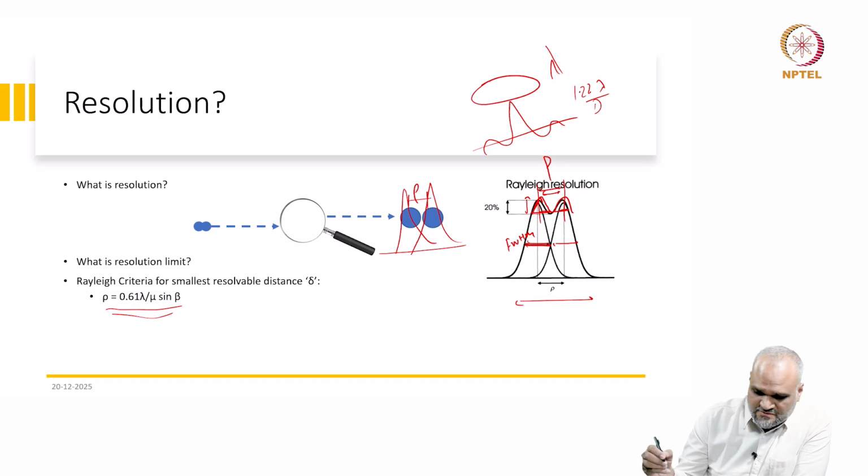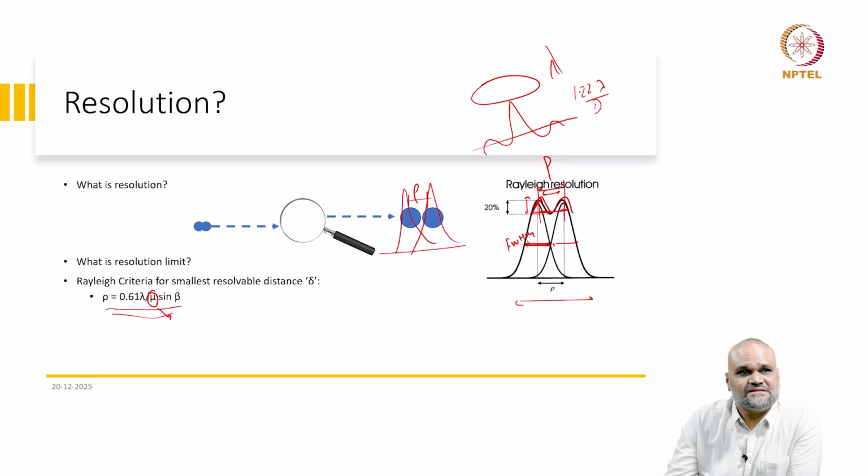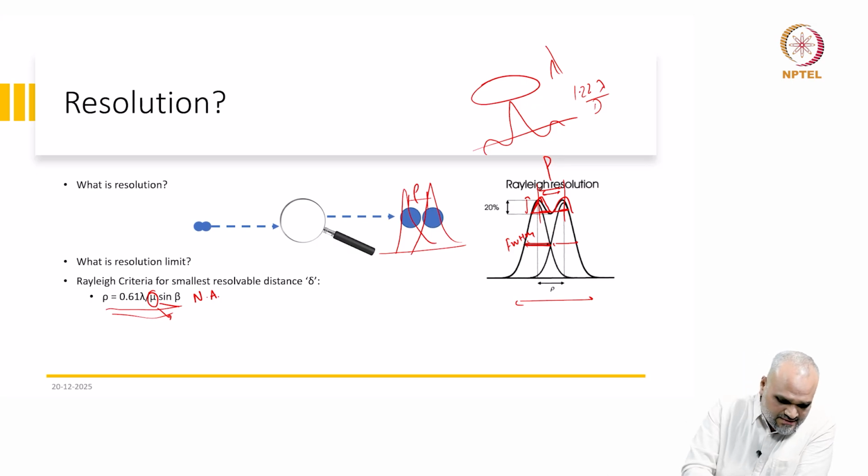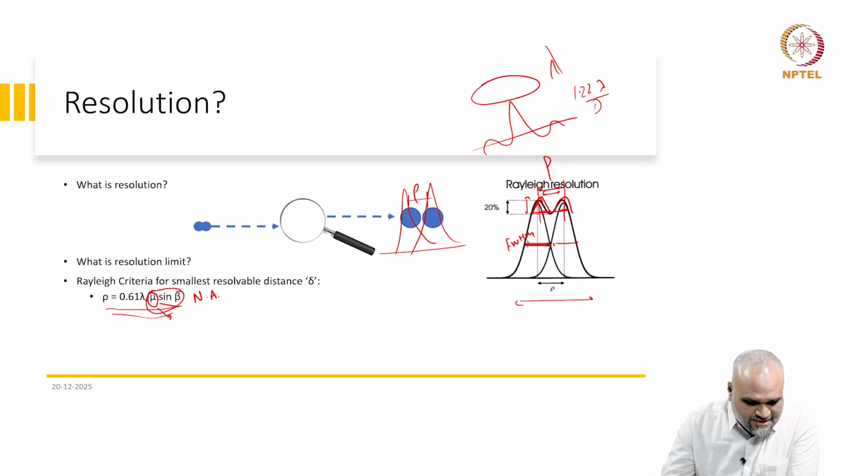In electron microscopes, we are not very much worried about the refractive index here. This mu that you see here and the sine beta give the numerical aperture of the microscopes you use, in the case of an optical microscope. There are ways in which you can play with the refractive index or the numerical aperture. There are oil immersion lenses, and different kinds of lenses with various numerical apertures, with which you play with the numerical aperture and improve the resolution.